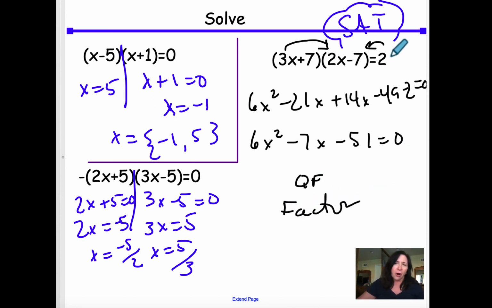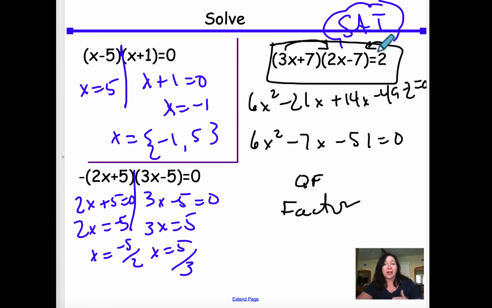But by far, this is the biggest mistake that I've seen people make. Because again, see this 2? You have to move it over to the other side. So minus 49, that has to come over. Minus 2 equals 0. You have to set the equation equal to 0.